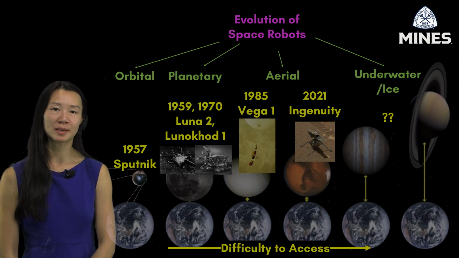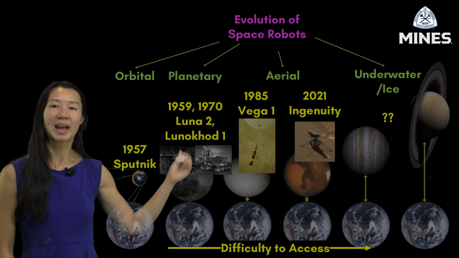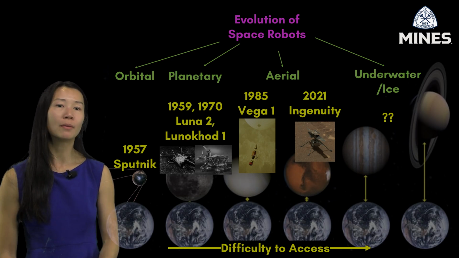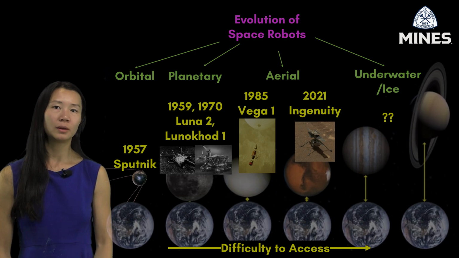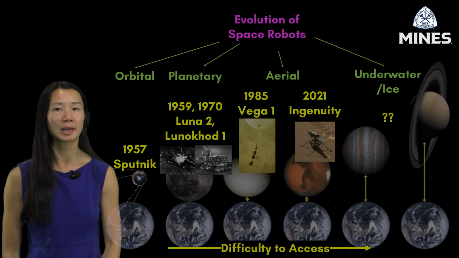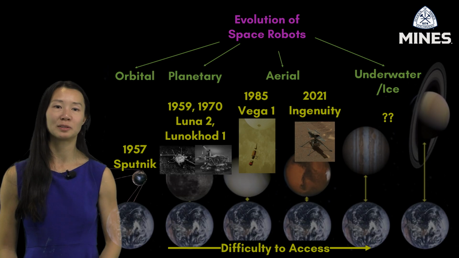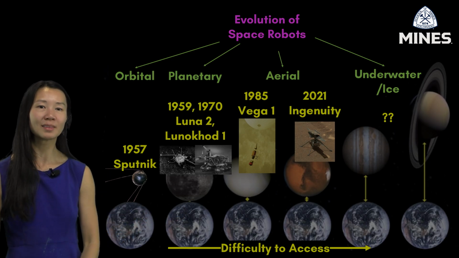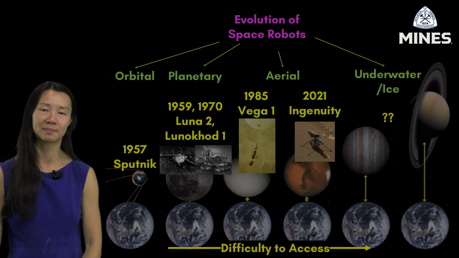Along the classes of space robots, we have matured technologies and evolved our space robots to become more and more capable. We'll cover this more in depth in a future lecture, but some notable firsts include the first orbital spacecraft, Sputnik, around Earth in 1957.